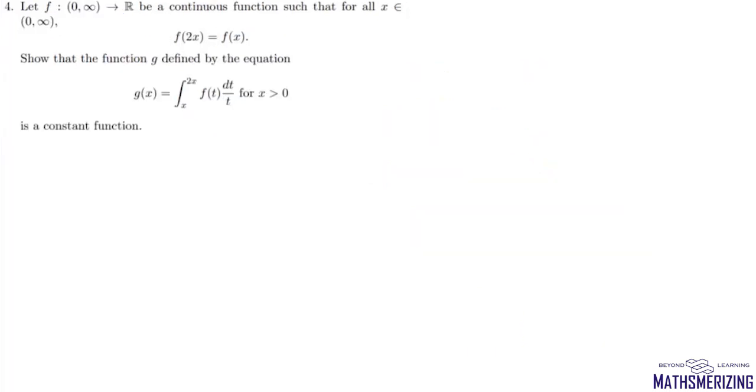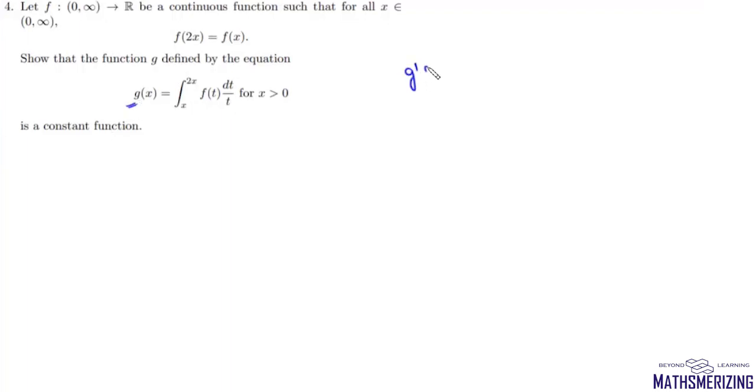Question number 4, it is a very simple question. It says there is a function f defined from 0 to infinite to R, and it's a continuous function such that f(2x) is equal to f(x). It says show that the function g defined by this equation, g(x) equals integral from x to 2x f(t) dt upon t for x greater than 0, is a constant function. So if it is a constant function, then its derivative must be 0. So we'll differentiate this function.